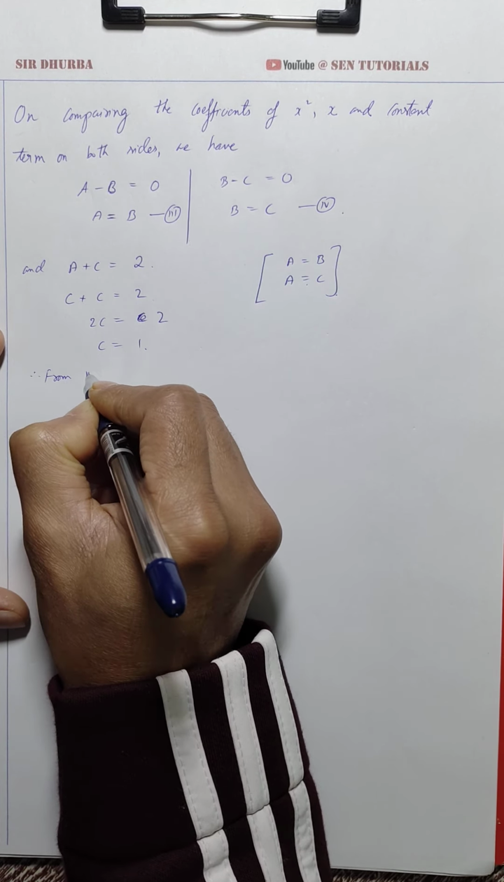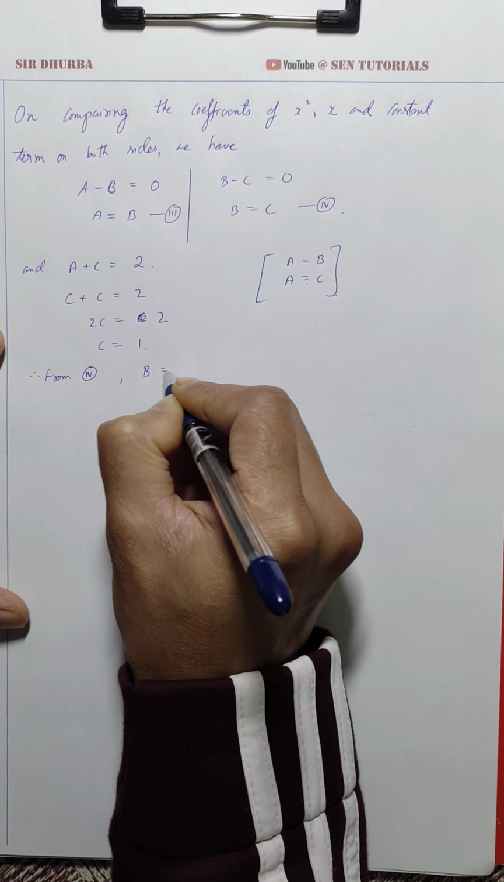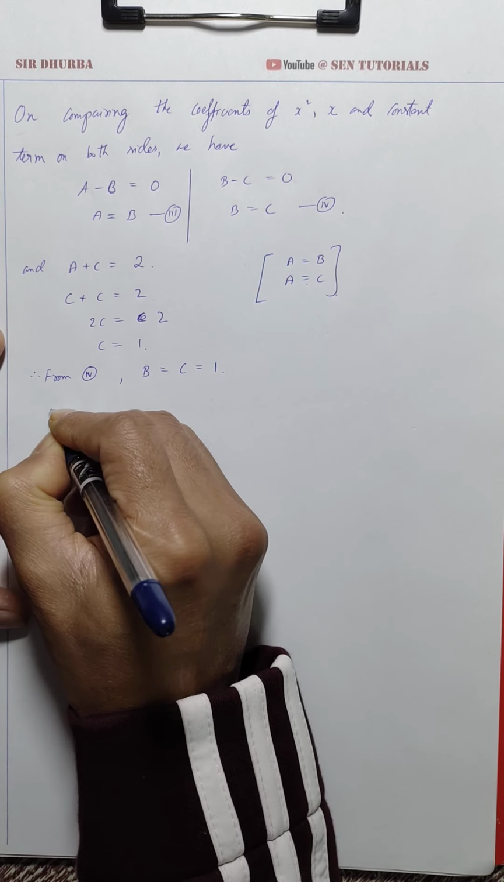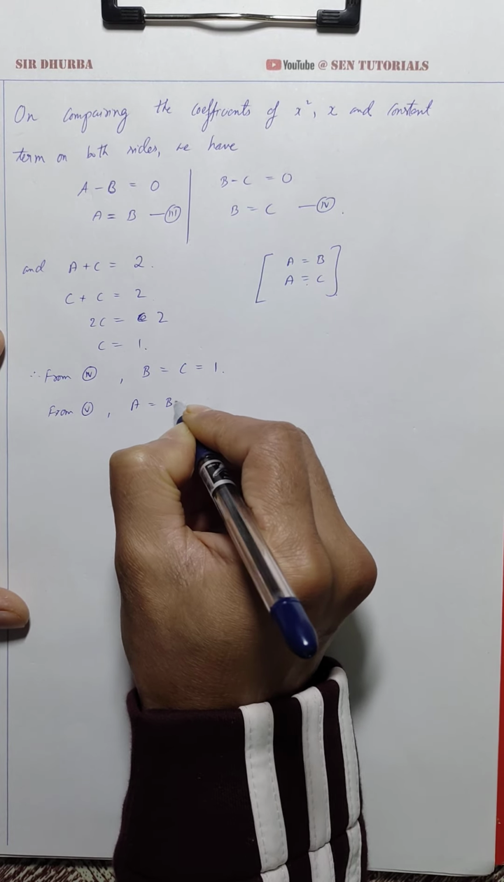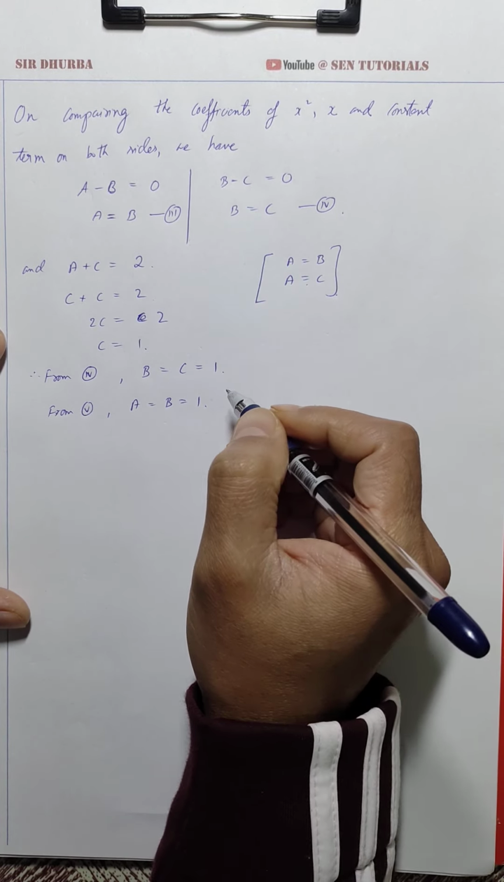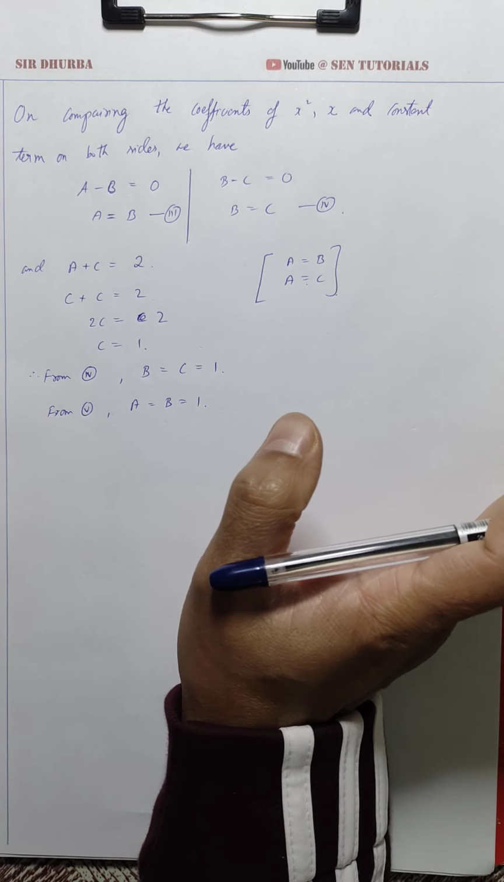Therefore, from equation 4, what do we have? B is equal to c, that is also 1. And from equation 5, a is equal to b and b is equal to 1. So the values of a, b and c are all 1.